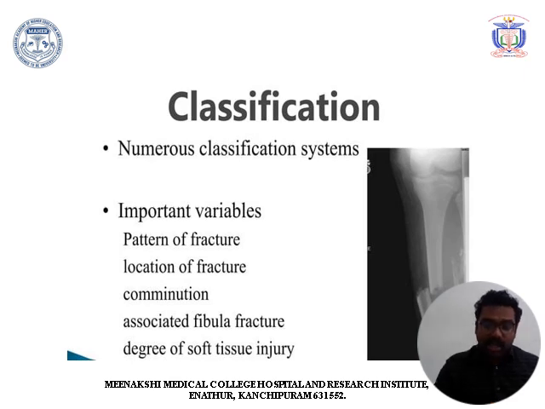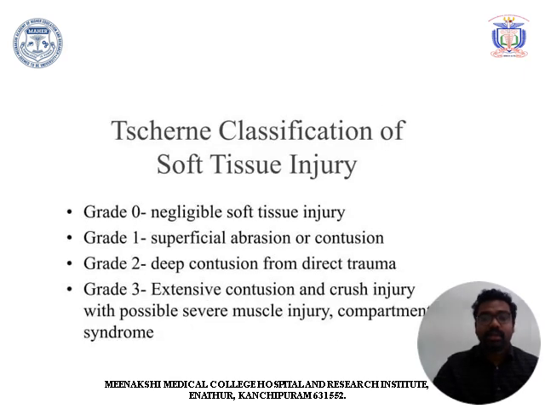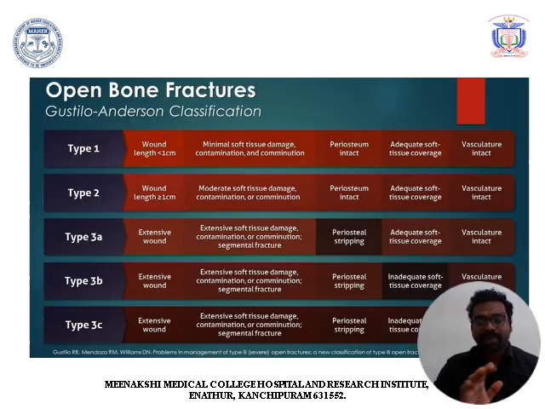There are numerous classifications. The most commonly accepted is the Tscherne classification, and for open injury it is the Gustilo-Anderson. Tscherne is where you have a fracture of both bone legs or shaft of tibia with associated mild to soft tissue injury. It is grade 0 with a small soft tissue injury, with grade 3 being extensive contusion and internal crush, that is impending compartment.